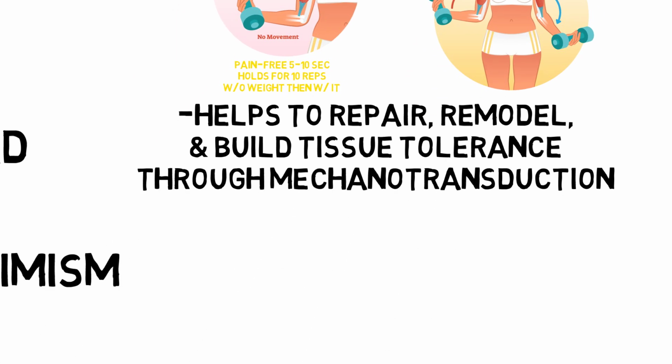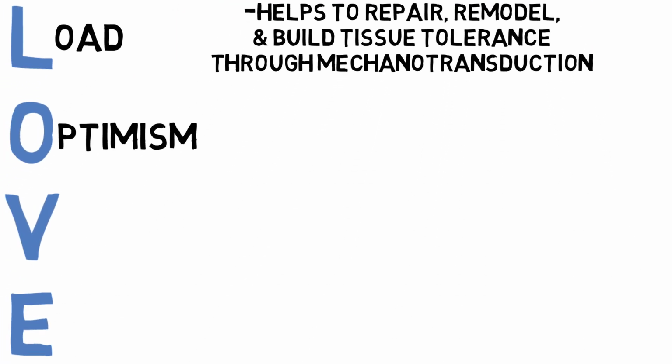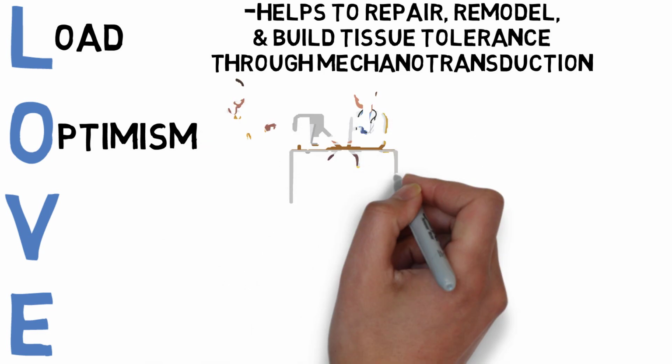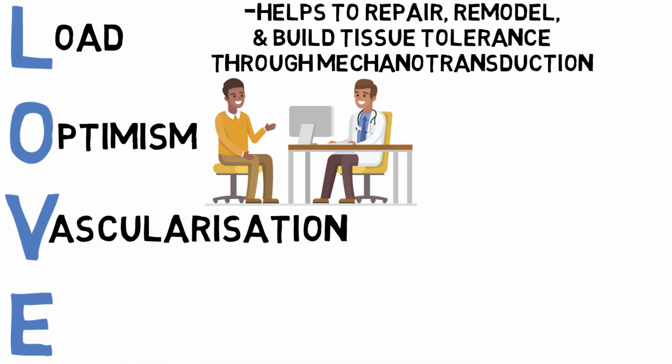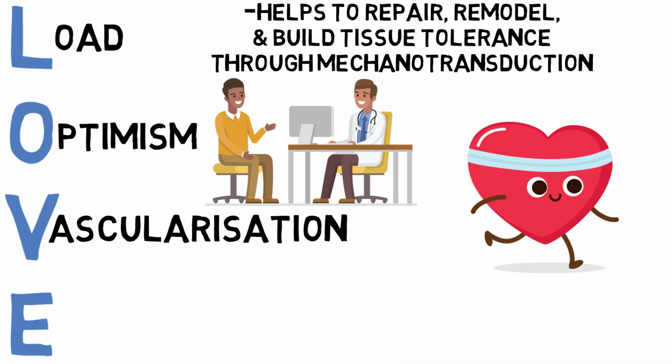The O in LOVE is optimism. This is because, as you would expect, optimistic patient expectations are associated with better outcomes and prognosis. The V in LOVE stands for vascularization. This is important as cardiovascular activity through both aerobic exercise and active mobilization helps to boost motivation and get more blood pumping to the injured structures, bringing more oxygen and nutrients to support repair.